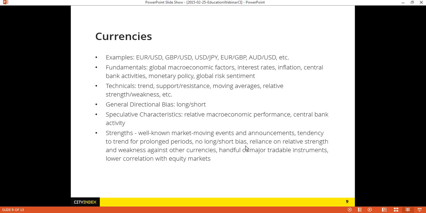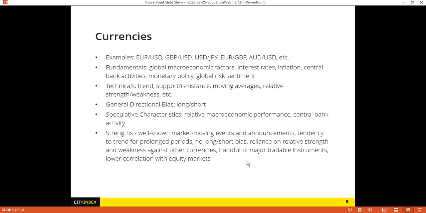Another strength is no longer short bias. So there's none of this: I want to buy and I want to hold it for a long time. No, it's long or short. You look for the opportunities. Reliance on relative strength and weakness against other currencies, that's a good thing. We're not just trading the euro, we're trading the euro as it relates to the U.S. dollar. And there are a handful of major tradable instruments.